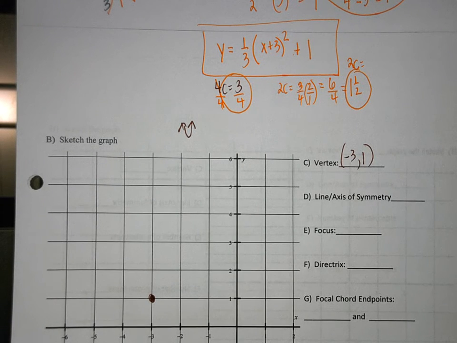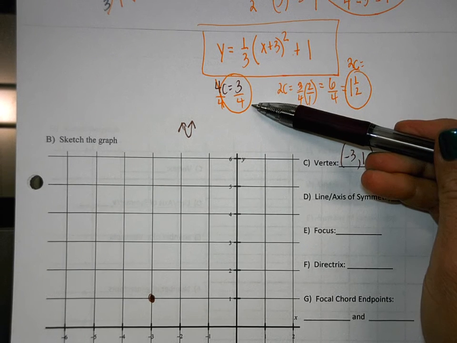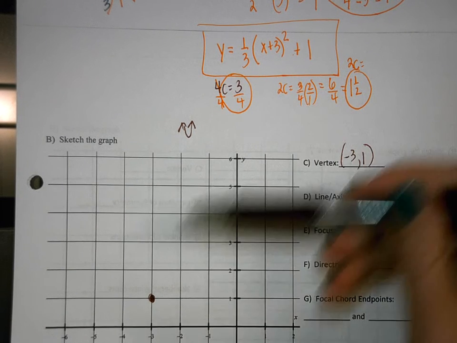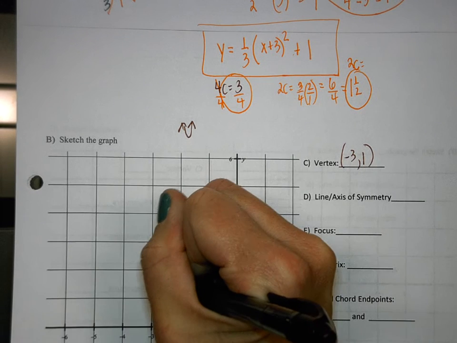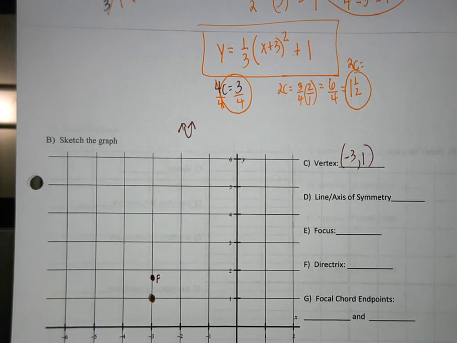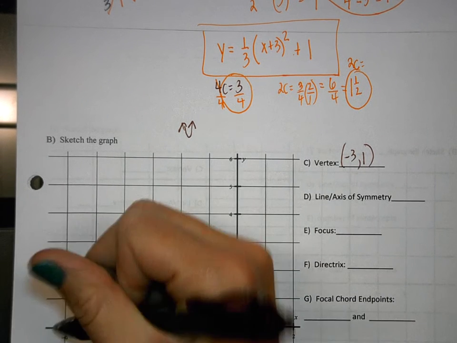Okay, so from there, we know that we're going to go c for my focus going up, so we're going to go up 3/4. And then again, I always like to put a little f there to remind myself that is the focus. And then we're going to go down 3/4 for my directrix.